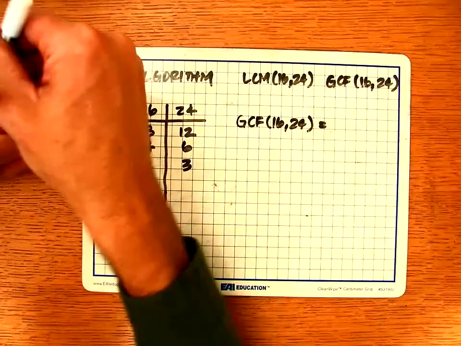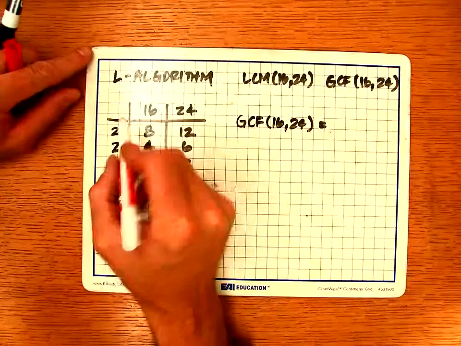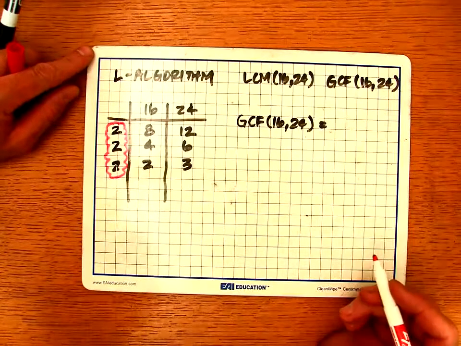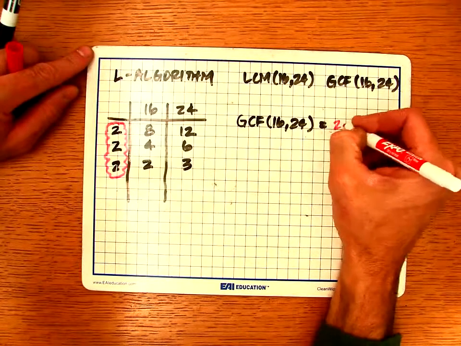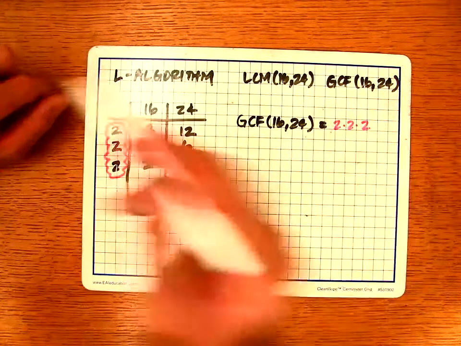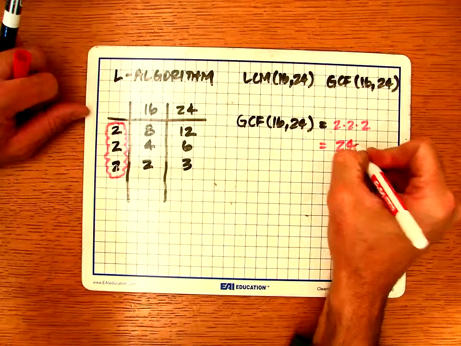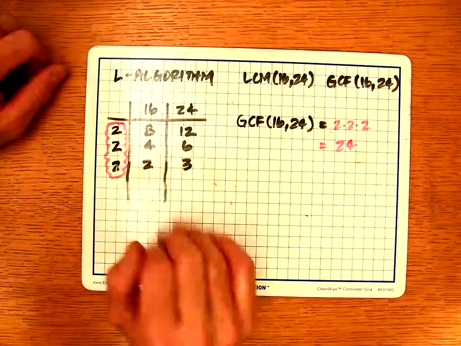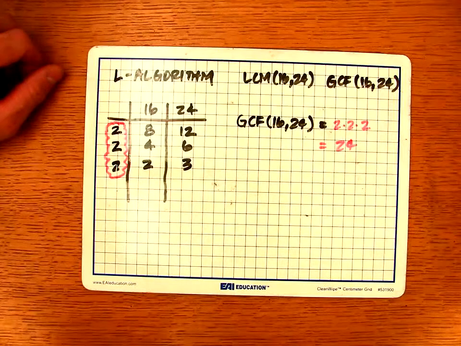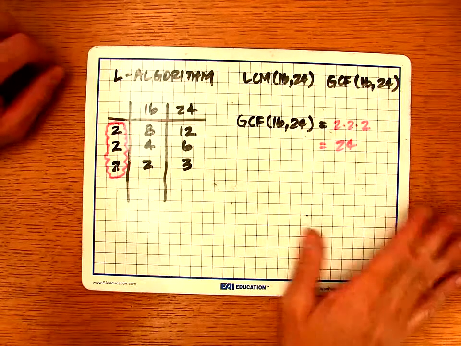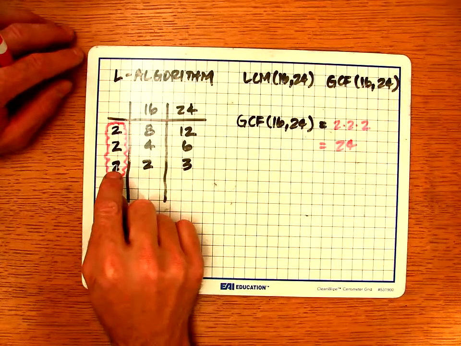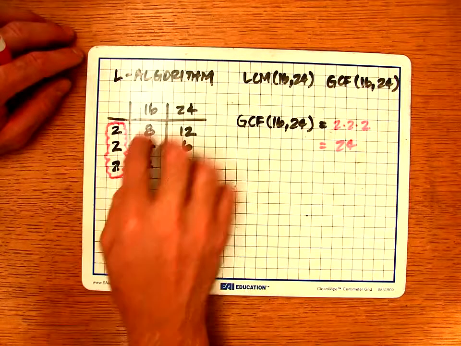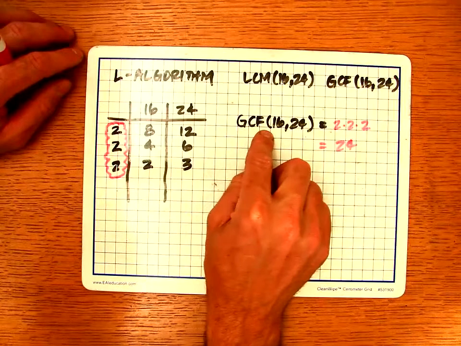Okay, if you decided that the greatest common factor of 16 and 24 was found here on the L algorithm's diagram, then you are correct. It is 2 times 2 times 2. The greatest common factor of 16 and 24 in the L algorithm can always be found in the left-hand column. The reason that makes sense is because these are the numbers that divide both 16 and 24. So they're factors of both. So they are common and they're factors.